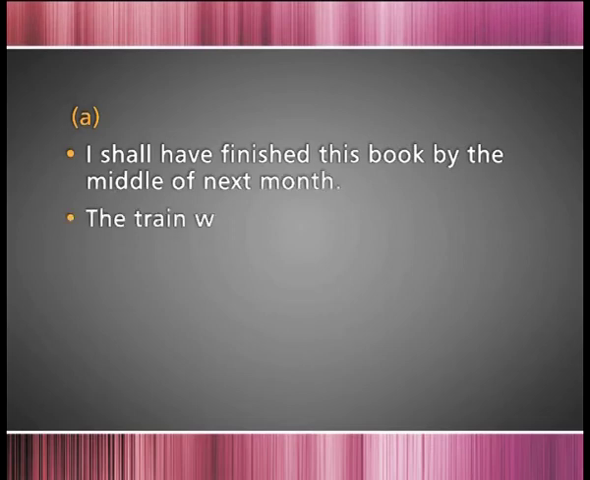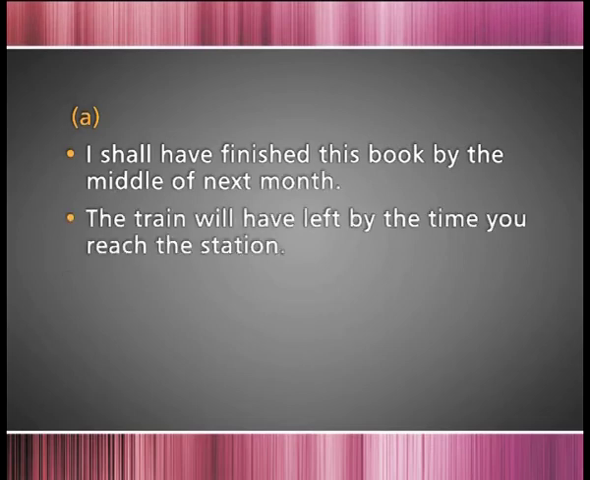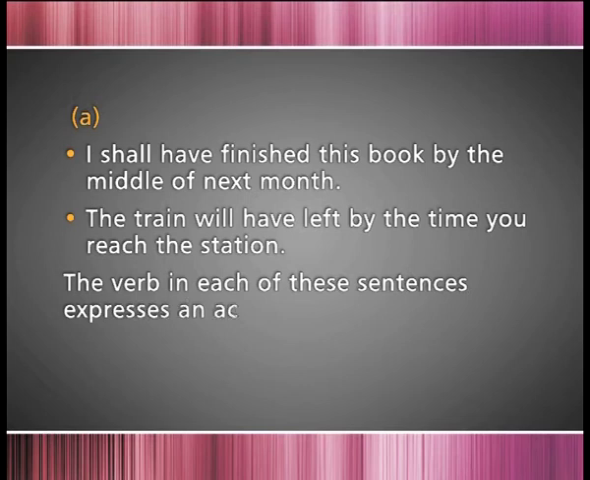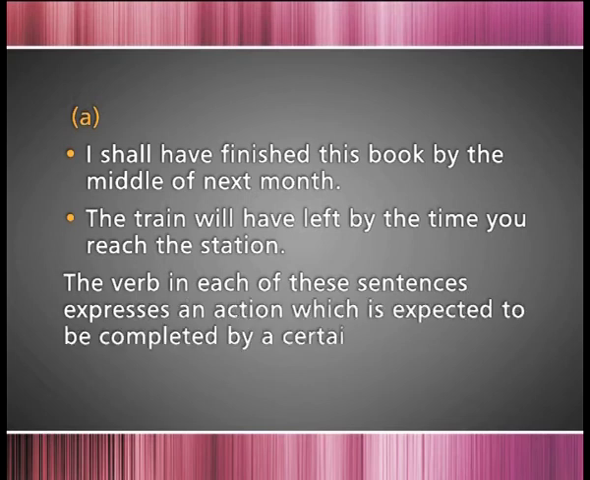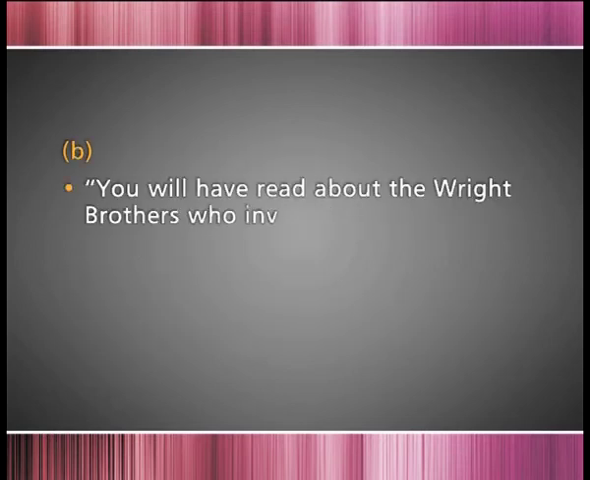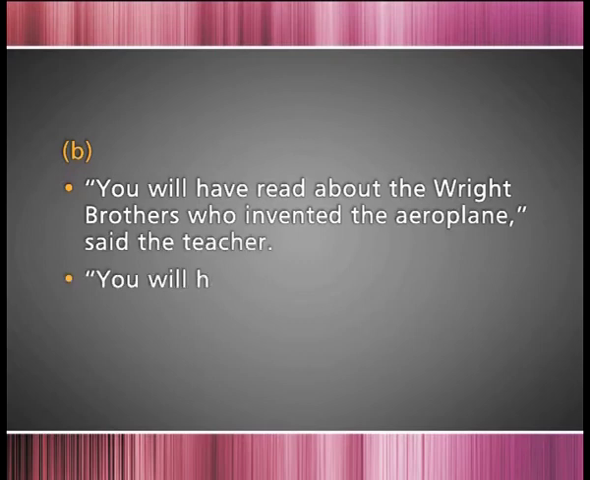A. I shall have finished this book by the middle of next month. The train will have left by the time you reach the station. The verb in each of these sentences expresses an action which is expected to be completed by a certain time in the future. B. You will have read about the Wright brothers who invented the aeroplane, said the teacher.